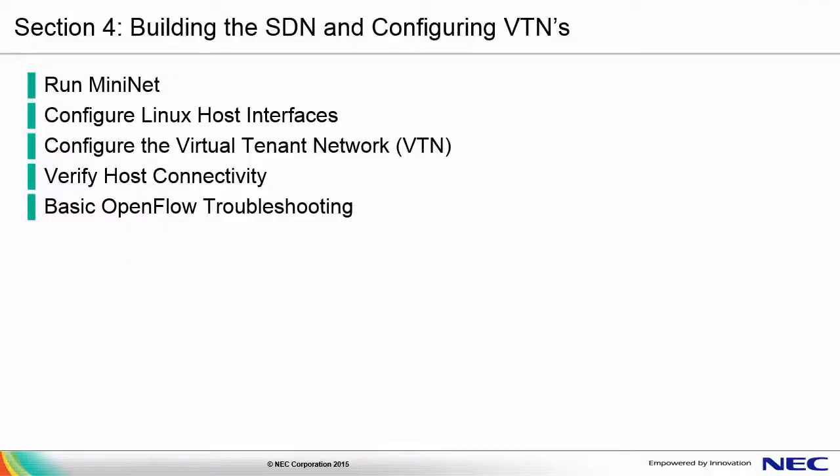To recap section 4, we just completed building our first virtual software-defined network, and we configured our first NEC virtual tenant network. We ran the following 5 steps to complete this section. First, we showed you how to launch Mininet, so you could spin up a single OpenFlow switch and 2 hosts. Second, on the 2 Linux hosts, we showed you how to provision the network interfaces, so you could add additional IP addresses and VLAN tagging for more complex scenarios.